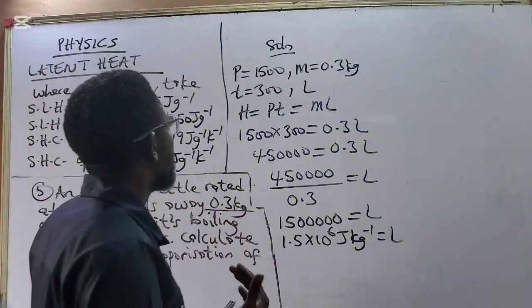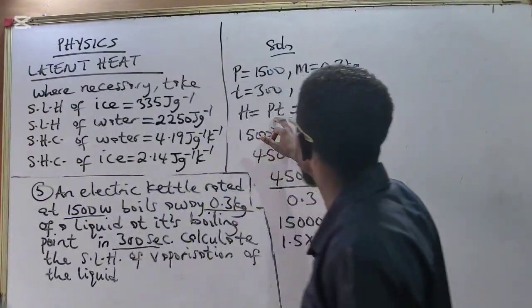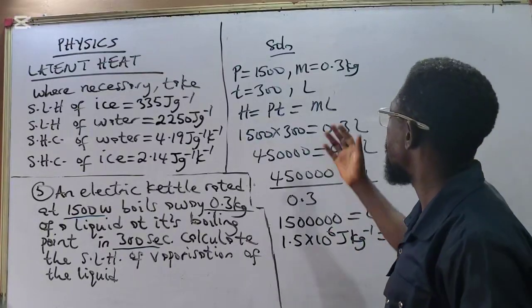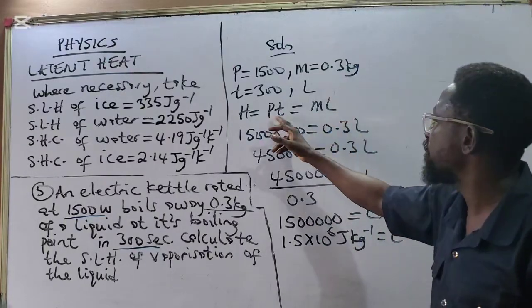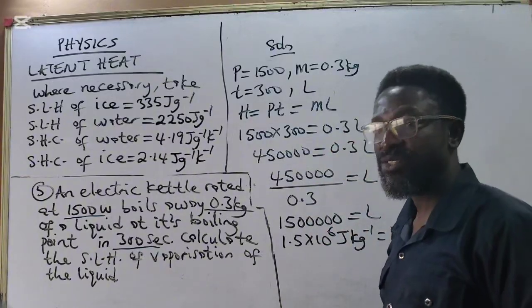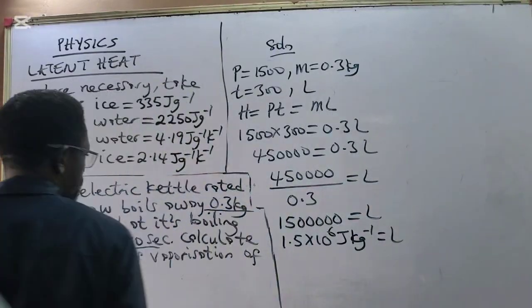Just remember that heat equals power times time, and that's equal to mL or mc change in theta. You have more than one calculation, because sometimes you can have heat equals mc change in theta plus mL. It all depends on the particular question that you are given.